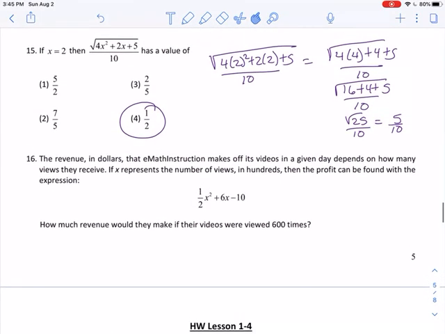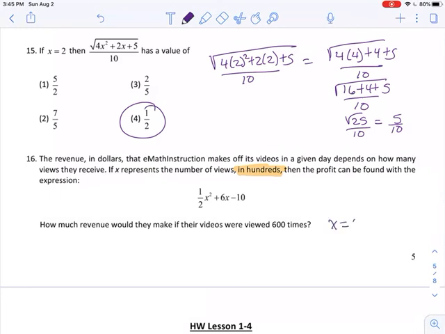And the last one. The revenue in dollars that eMath Instruction makes off its videos in a given day depends on how many views they receive. If x represents the number of views in hundreds, that's super important right there, then the profit can be found with the expression 1/2 x squared plus 6x minus 10. So this is the expression to find out the profit, but x is representing the number viewed in hundreds. How much revenue would they make if their videos were viewed 600 times?